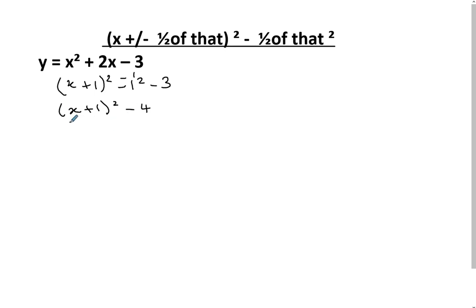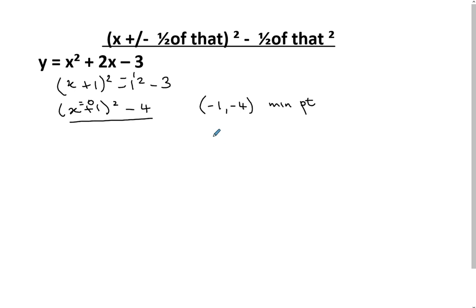So from here we can pick up the minimum point. The x coordinate is what value of x would make that 0, so that's minus 1. And the y is as you see it, so it's minus 4. So that would be the minimum point.